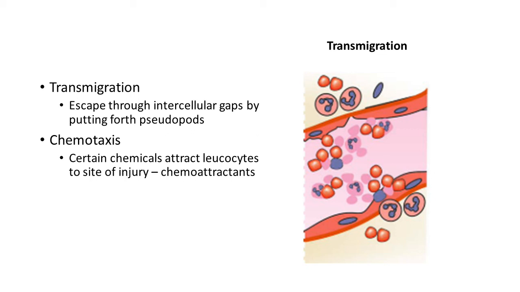Chemotactic factors are certain chemicals which attract leukocytes to the site of injury. Otherwise, they are called chemoattractants. They include substances like leukotrienes, components of complement system, etc. And these chemotactic factors are the ones which attract the leukocytes to undergo this process of transmigration.